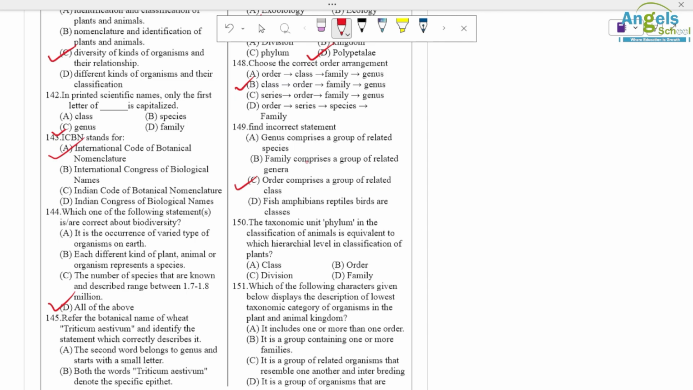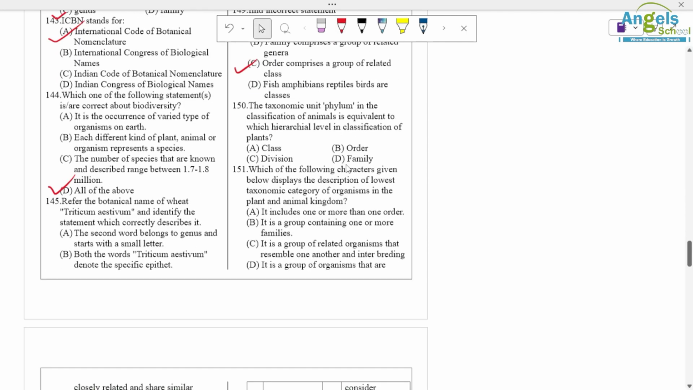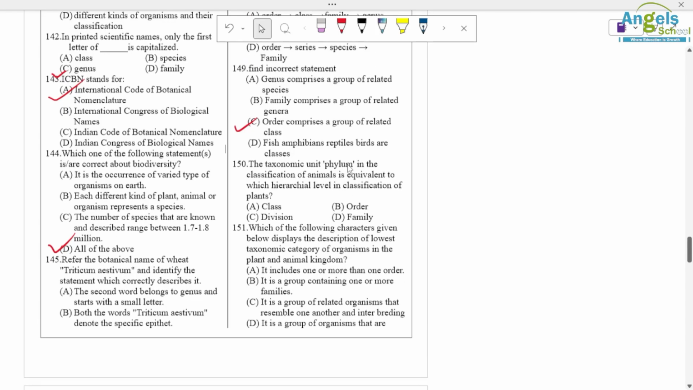And fish, amphibians, reptiles, birds are classes. So it is the right option, the correct statement. So the incorrect statement is C. The taxonomic unit of phylum in classification of animals is equivalent to which hierarchical level of classification of plants? So phylum and division are the same. So option C is right here.